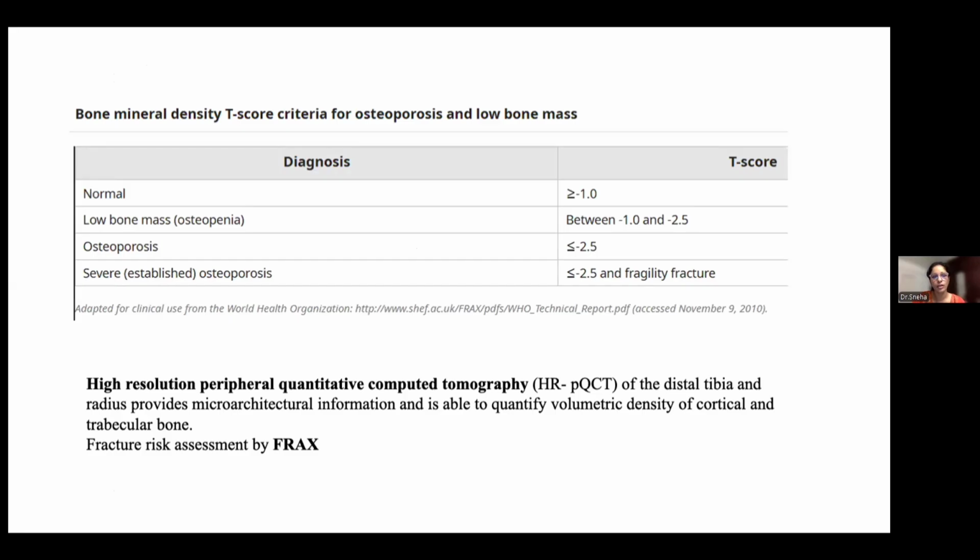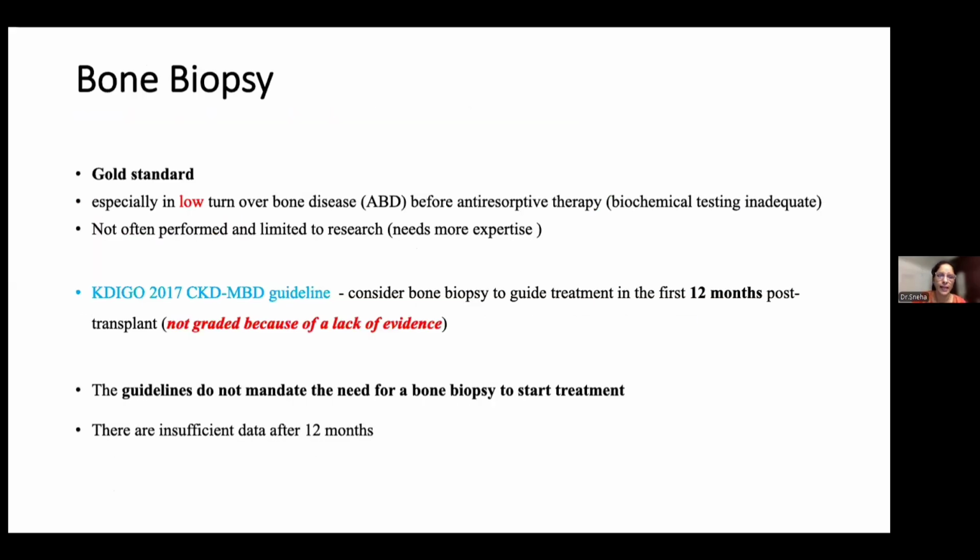So this is the T-score that we know. We can also use high-resolution peripheral quantitative CT, which quantifies the volumetric assessment of cortical and trabecular bone. Bone biopsy is ideally the gold standard, especially for low-turnover bone disease like adynamic bone disease. Before we initiate anti-resorptive therapy, ideally we should rule out adynamic bone disease, because the biochemical testing will be inadequate. But this is not often performed and is limited to research because it needs more expertise in making the diagnosis. The 2017 CKD-MBD guidelines say to consider bone biopsy to guide treatment in the first 12 months post-transplant, but this is not graded because of the lack of evidence. So far, no guidelines mandate bone biopsy to start treatment, and we don't have sufficient data after 1 year.